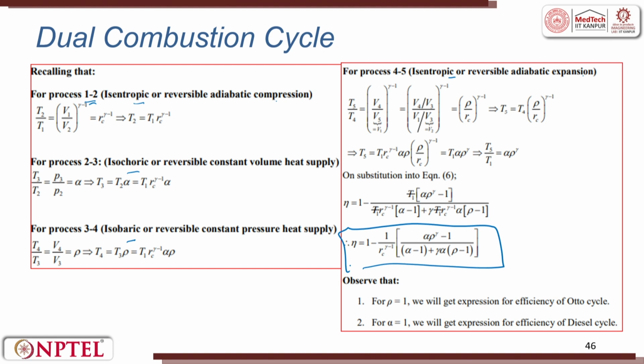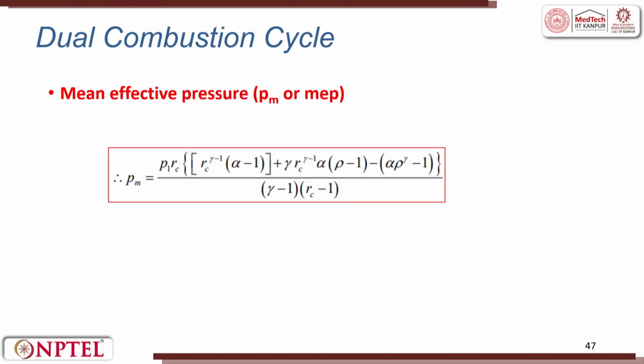So, it is observed that when rho is equal to 1, we get the expression for the efficiency of the Otto cycle. When alpha is equal to 1, we get the response of the diesel cycle. So, this is why it is called the dual combustion cycle.